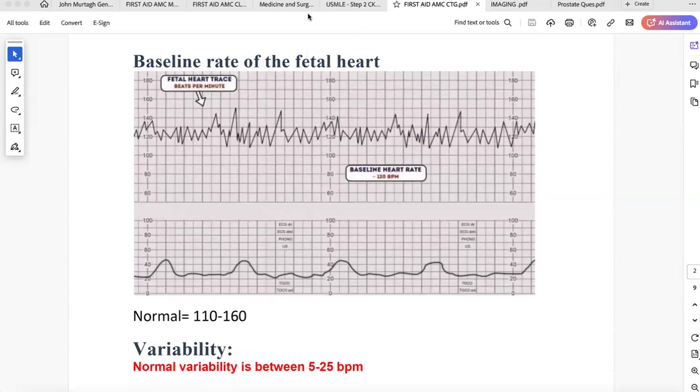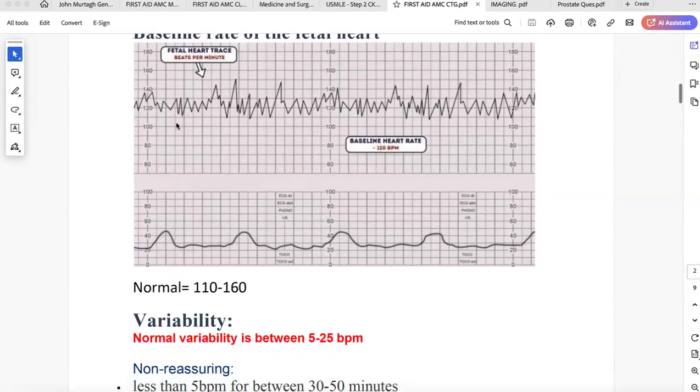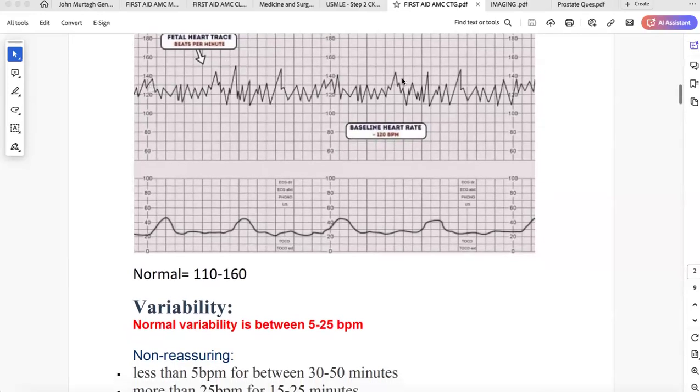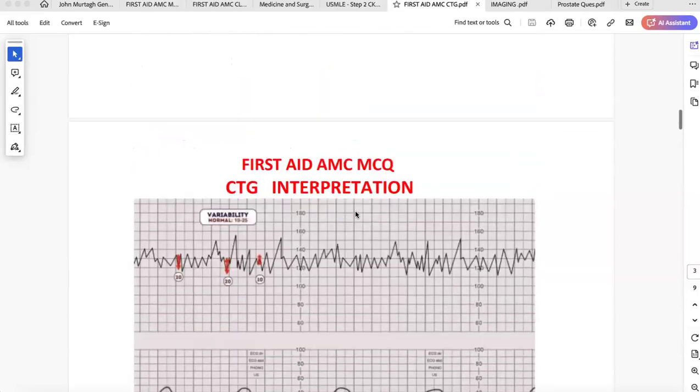Now in your exam, you don't need to actually measure that. It's not really important to measure how much variability there is. They don't ask something like that. It's just looking at it. So if you look at this CTG, definitely there is variation, and that is good.